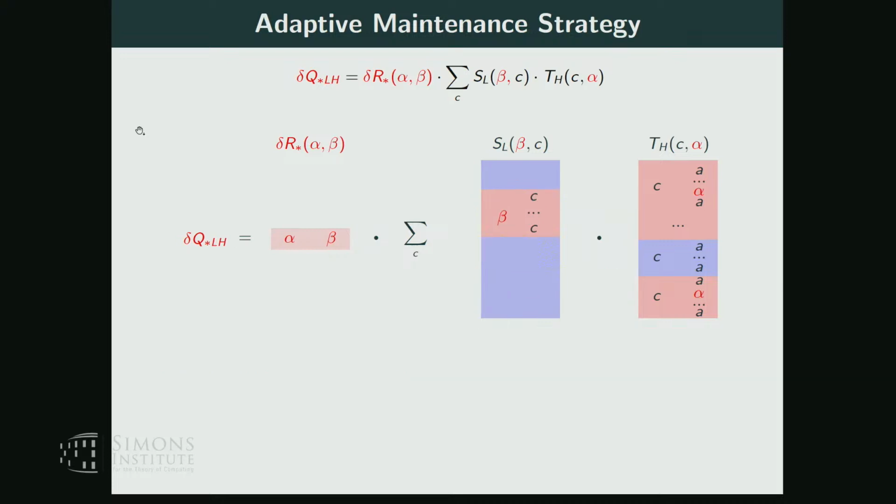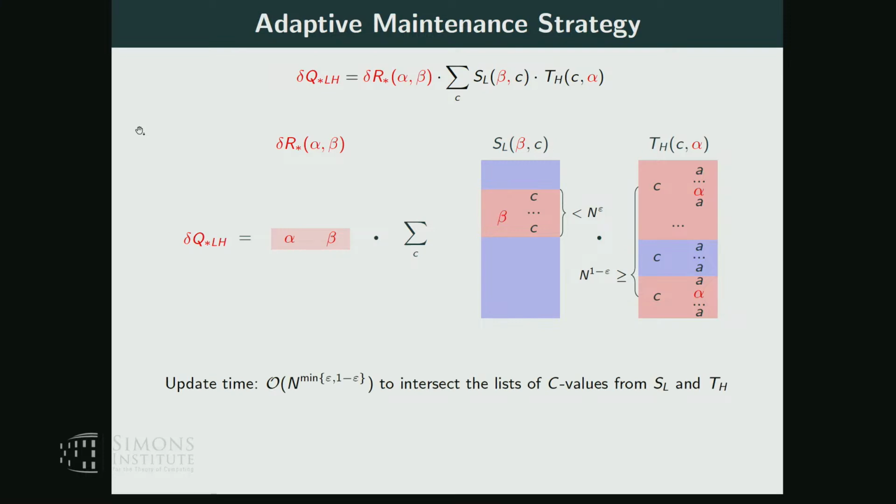Good. So now let's look at the light and heavy combination. So we have light on beta, so the number of C's here is n to epsilon. And we also know that the number of C's here is actually upper bounded by n to 1 minus epsilon. So we know this, we know that. We take the minimum of the two. So we get this in this particular case for the update.